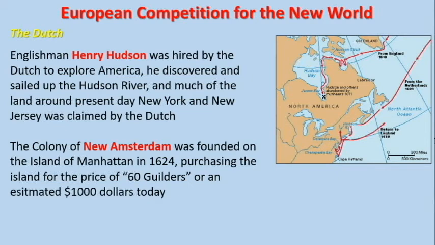He discovers and sails up the Hudson River, and then much of the land around what is now present-day New York and New Jersey is claimed by the Dutch, where they established the colony of New Amsterdam in 1624, purchasing the island of Manhattan for 60 guilders, or about $1,000 today.